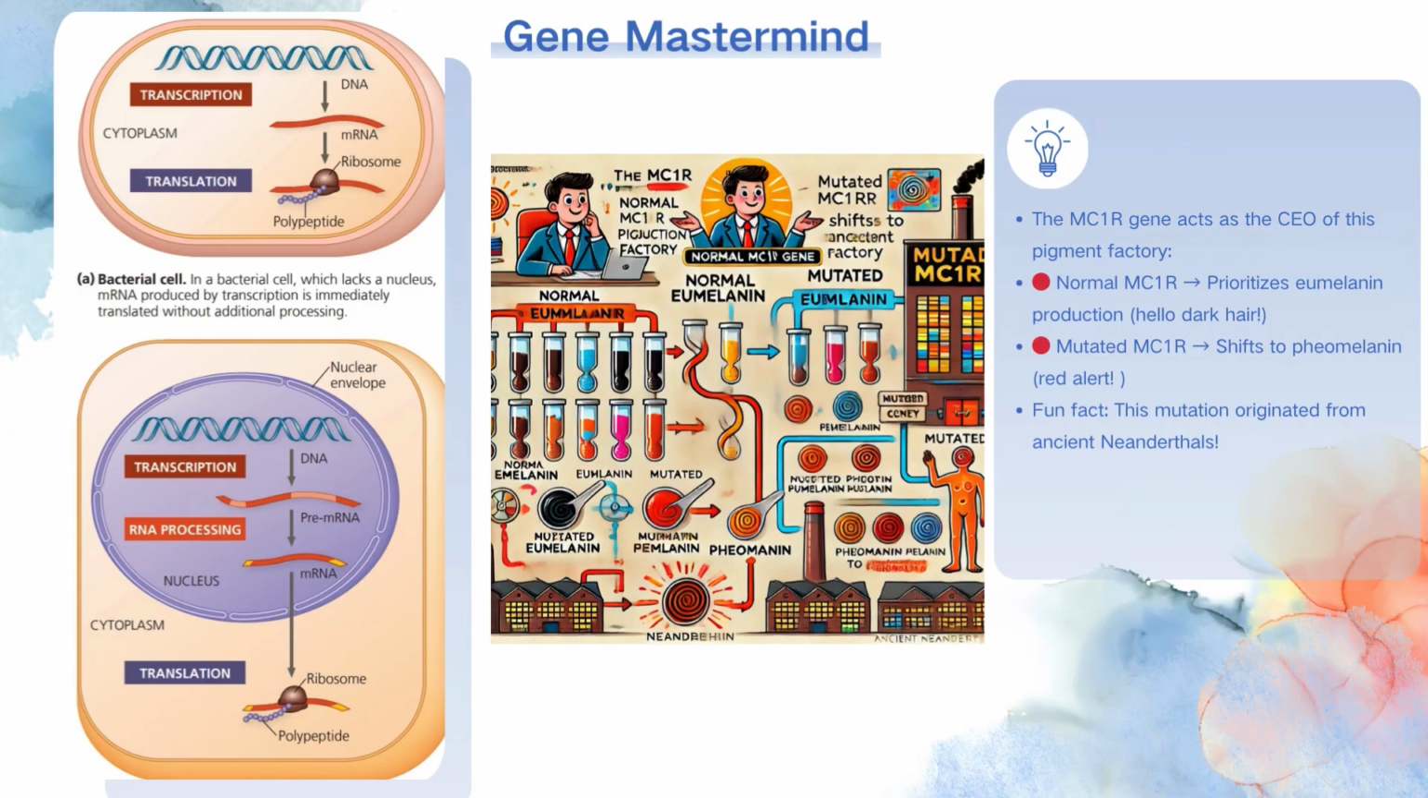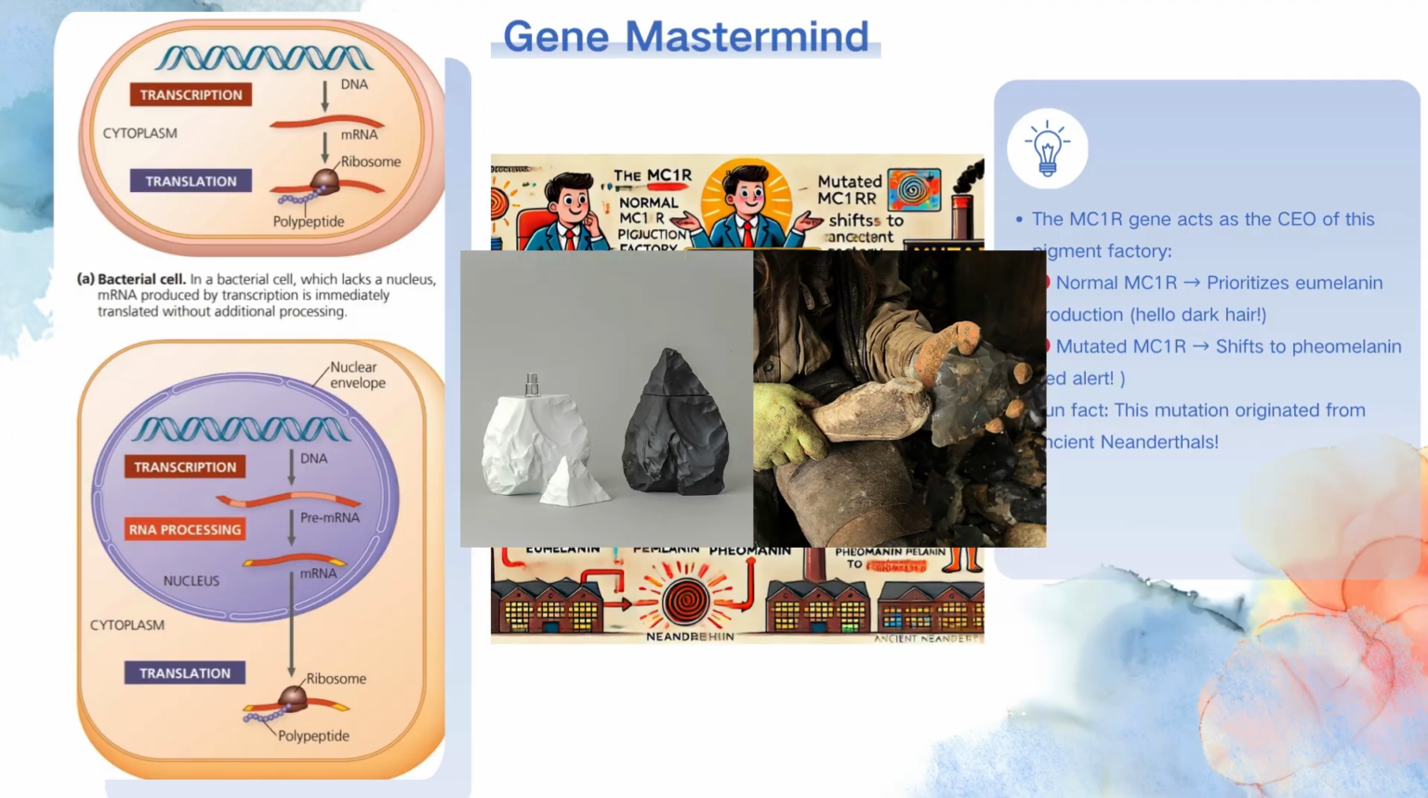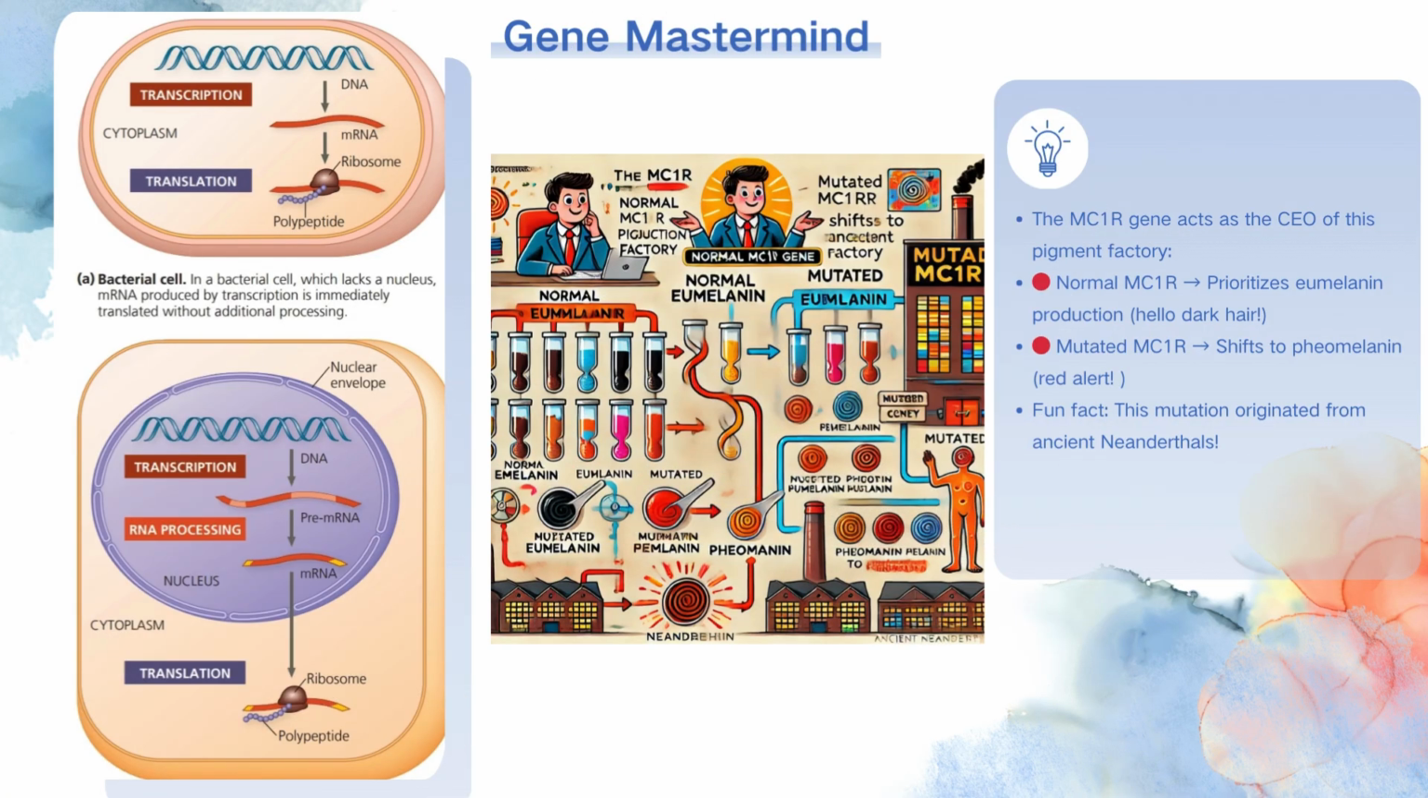But when the MC1R gene mutates, it shifts to produce pheomelanin, which tends to lead to red hair. You may think this mutation came about in recent years, but in fact the mutation originated from the ancient Netherlands, not recently. That one is the ancient Netherlands.